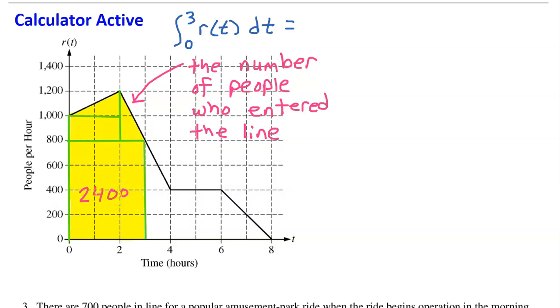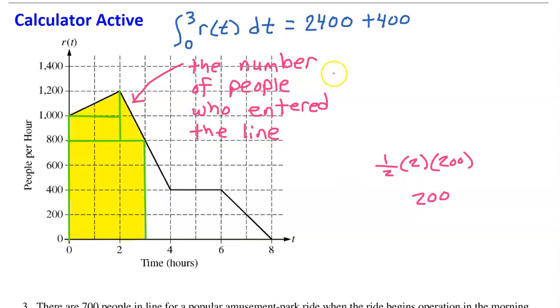2,400 people. This little rectangle right here, this 2 squares is 2 times 200. So this will be 400 people. Looking at this little triangle right here, 1/2 base times height. Well, the base is 2, so that's 1/2 times 2, and the height is 200. So this represents 200 people. Similarly, the triangle on the upper right is 1/2 base times height, 1/2 times 1 times 400, which is also 200.